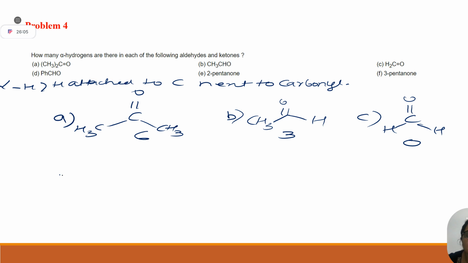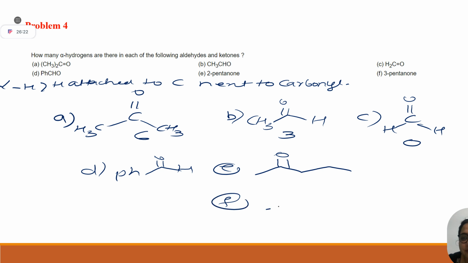Okay. Now tell me in D, how many alpha hydrogens? Zero. Very good. In E, 2 pentanone. Five alpha hydrogens. Wow, very good. And then in F, four. Good. So one thing is clear, you all can count alpha hydrogens. You all can form enol. You can see the stability of enol by hyperconjugation or resonance or aromaticity. Good.